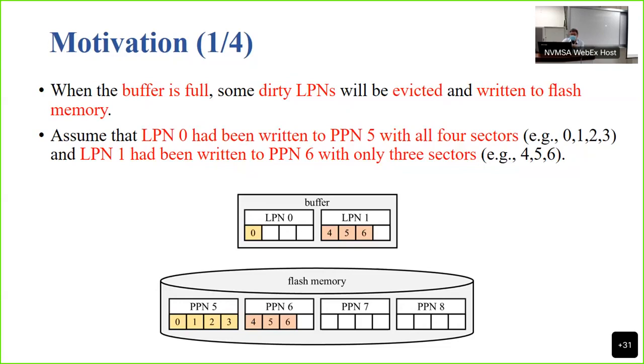Now we assume in the buffer we have 3 sectors in LPN0, and we have 3 sectors in LPN1, in the buffer. So you can see this is the new data and this is the old data.